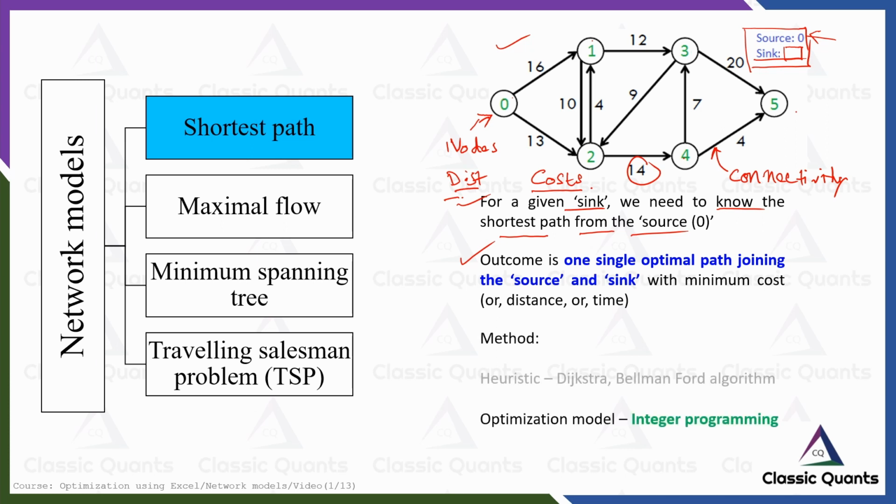To solve this, we can use a heuristic approach. Dijkstra or Bellman-Ford algorithms are there. These are the heuristic approaches to solve the shortest path problem. But we will not discuss these approaches in this course, because this is a course primarily focused on LP and NLP, and hence the second method, optimization models, that is integer programming, is what we will discuss. So that is all about shortest path problems.